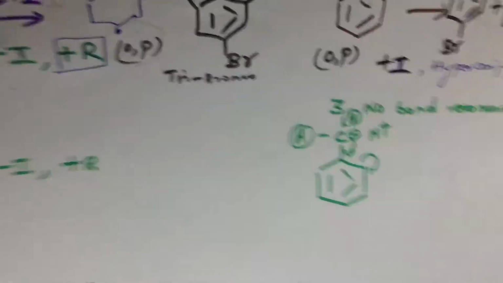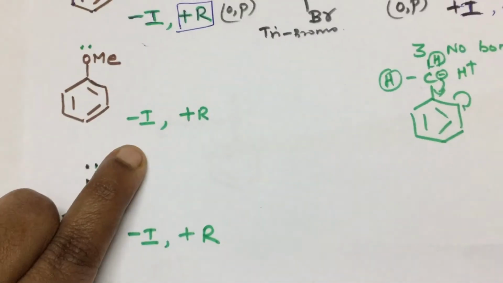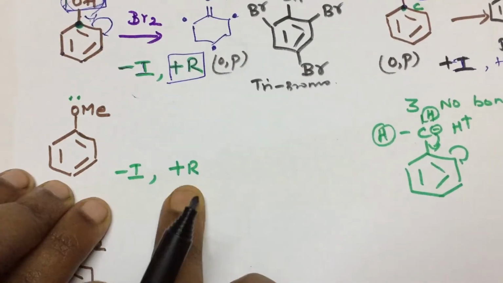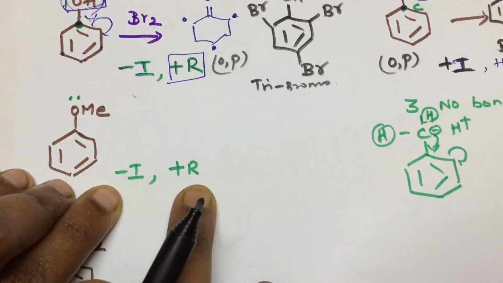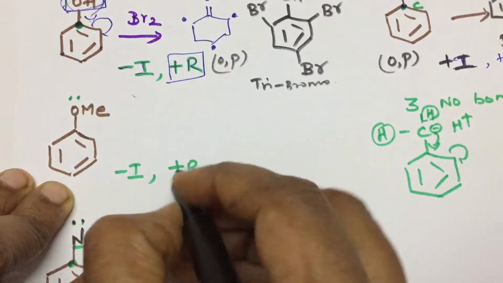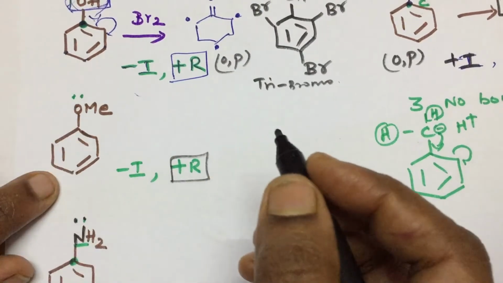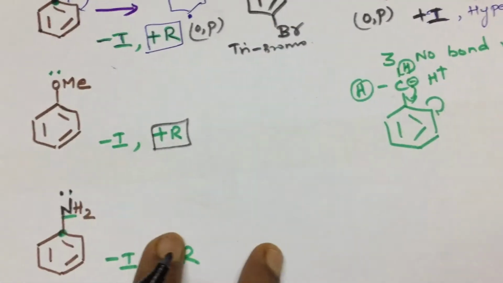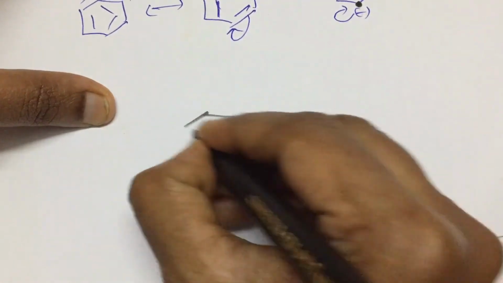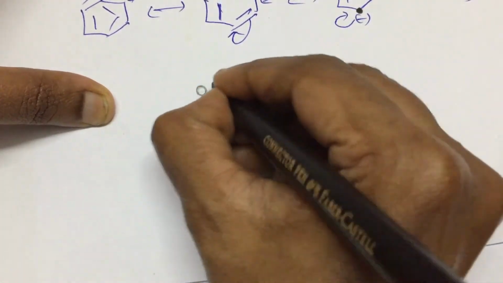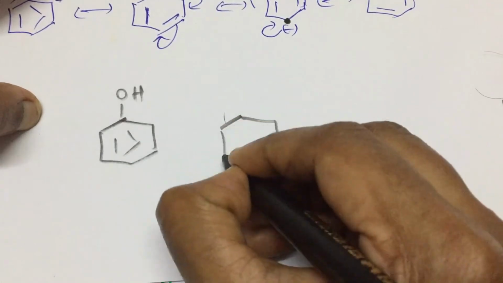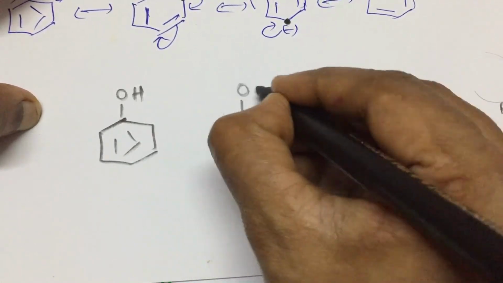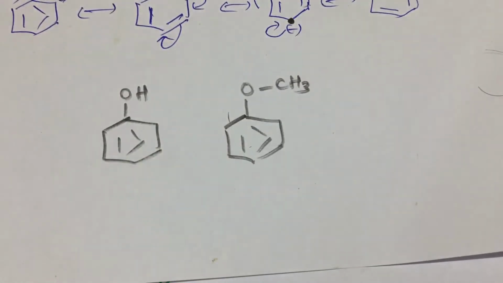That is a peculiarity. Here they are oppositely charged, they oppose each other, so which is going to dominate? The plus R. So it is going to supply electrons, and here it is more effective. So when people ask, when you compare between the phenol group and your anisole, which is more reactive?